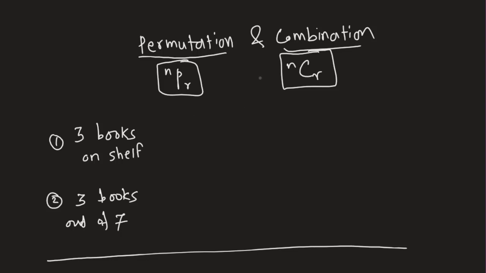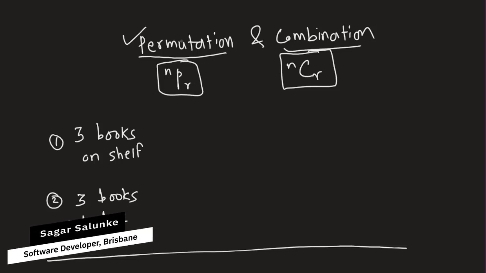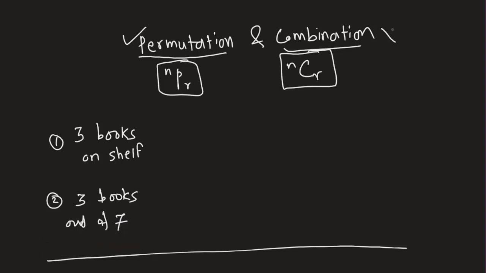But before that, it is important to understand the difference between permutation and combination. When the order matters, then we have to consider the permutation. When the order doesn't matter, then we have to consider the combinations. Let us take an example, then it will be easier to understand.